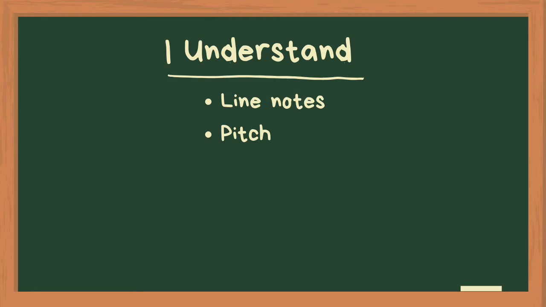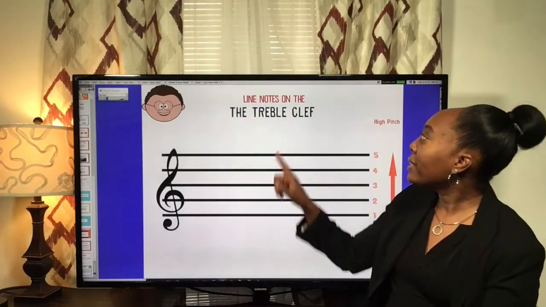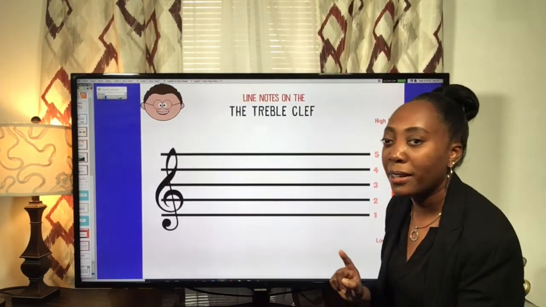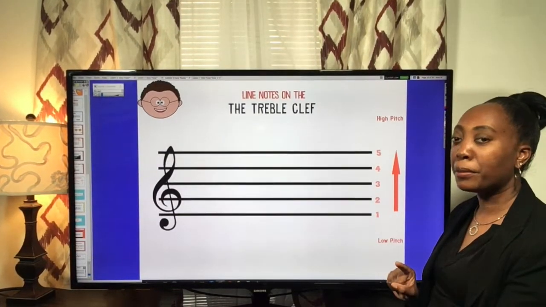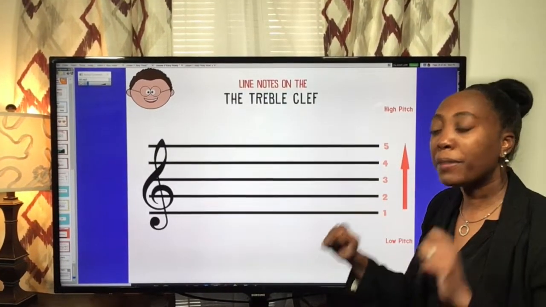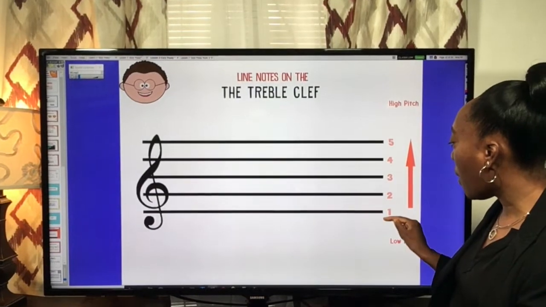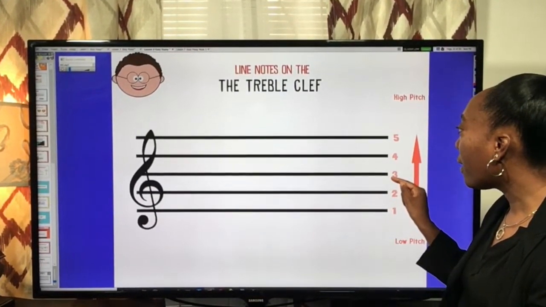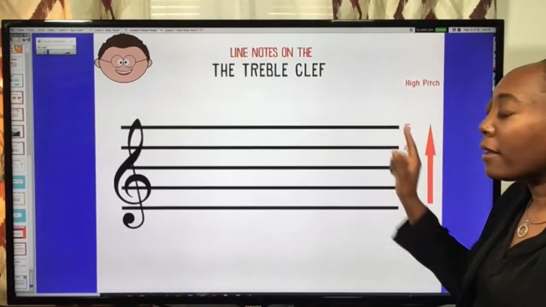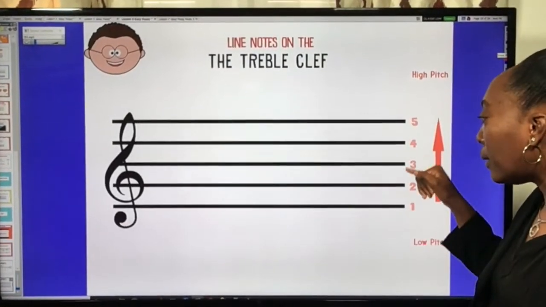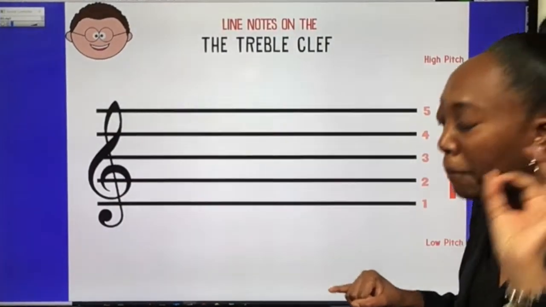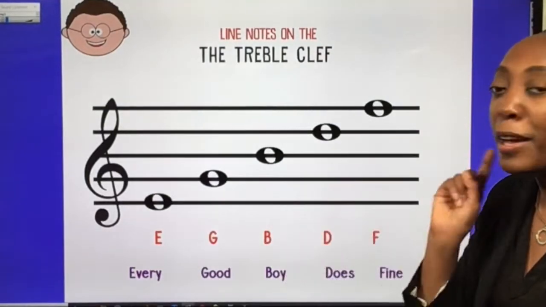We understand line notes. We understand pitch, but now we have to tell you a little bit more. Remember how we had to count the five lines, and we count from the bottom up? So we know that it's low, higher, and higher, and it gets higher and higher as we go up the staff. And you have to remember that the lower we go on the staff, the lower the sound is, or the lower the what? The pitch. That's right. I wanted to make sure you had that music term.